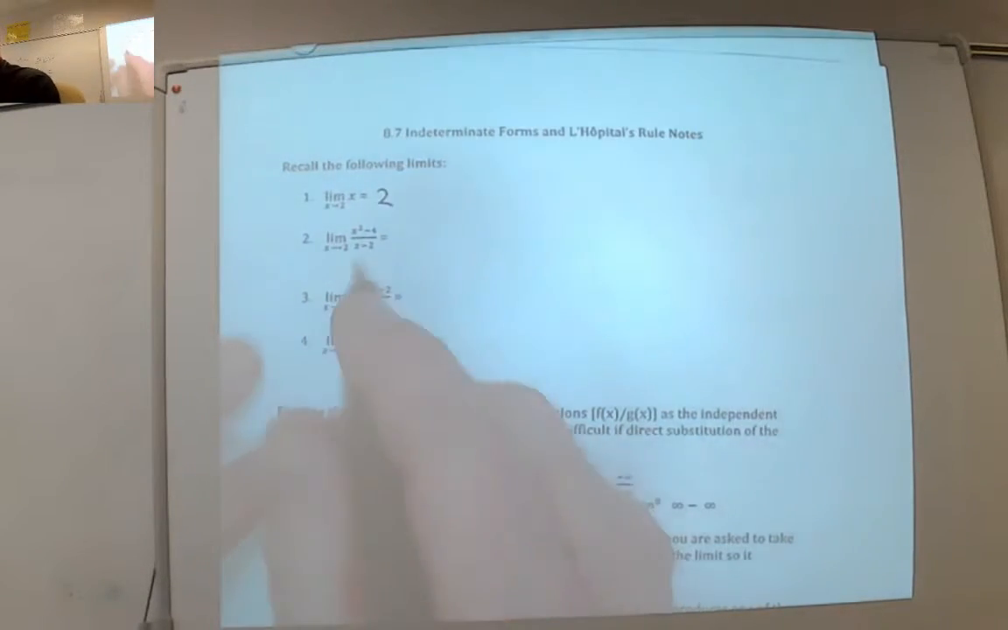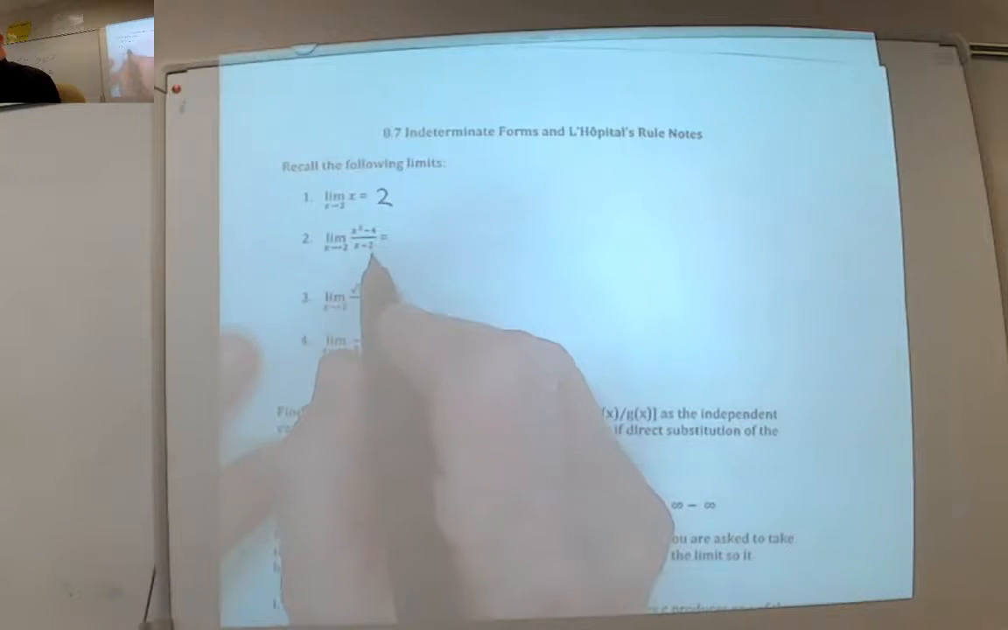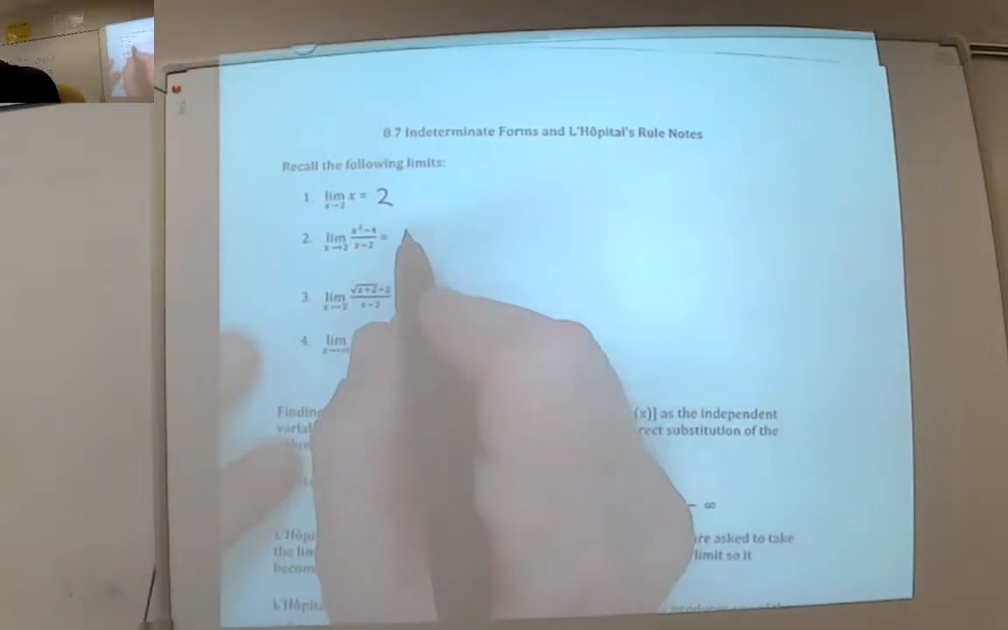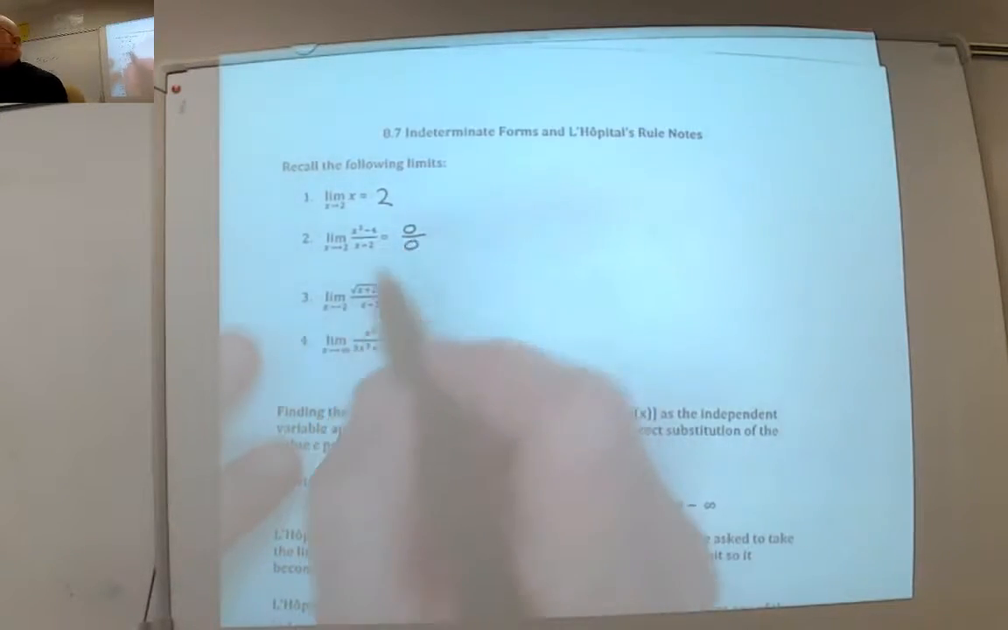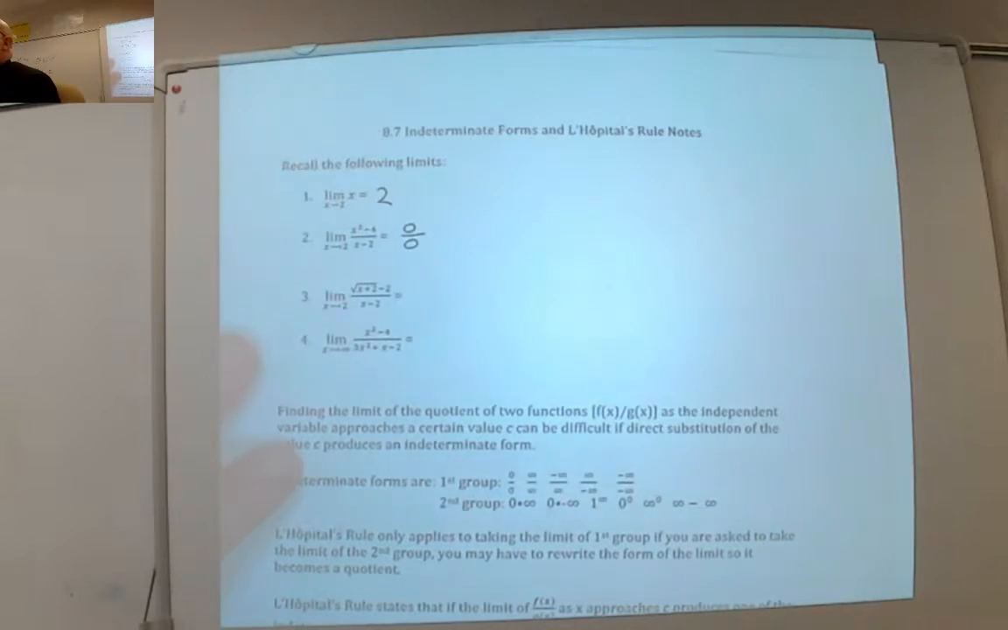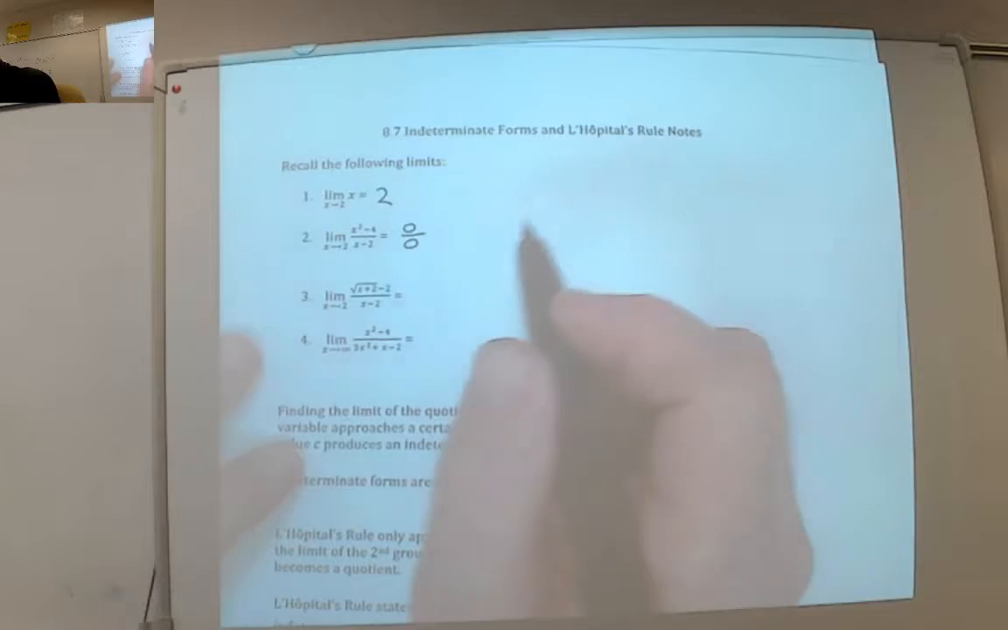Manu, what about this one? Can I put 2 into there? No. If I put 2 in there, I'd get 0 over 0, right? Yeah. Which, by the way, is an indeterminate form. Okay, 0 over 0, that's what we call indeterminate. So what would you do, Manu?